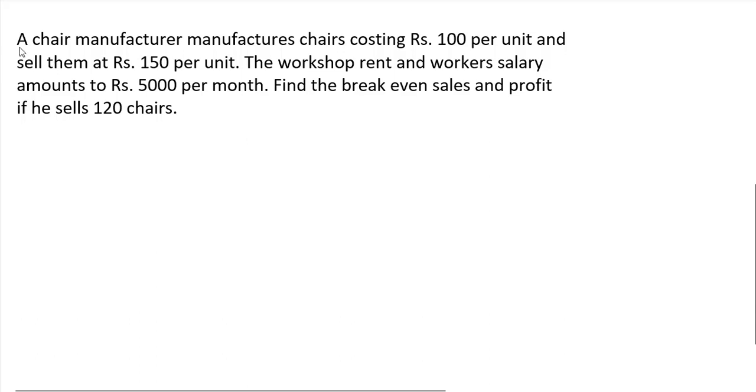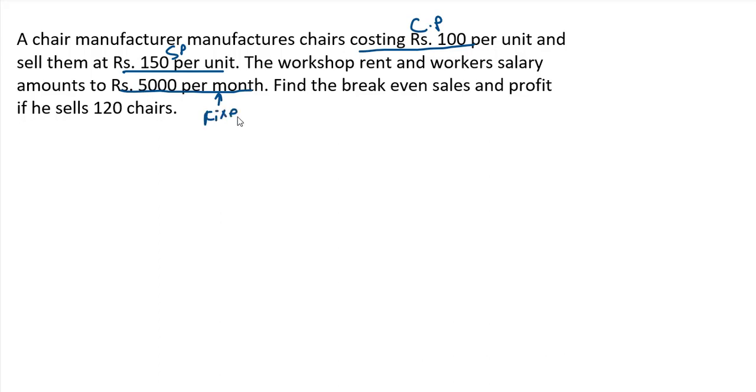Let us consider this question. A chair manufacturer makes chairs costing 100 rupees per unit. So this is his cost price, and sells them at rupees 150, which is his selling price. The workshop rent and workers' salary amount to rupees 5000 per month. So this will be nothing but your fixed cost or your overhead cost. Find the break-even sale and the profit if he sells 120 chairs. So we'll solve this question in two parts. In the first part we'll find out the break-even sale, and in the second part we'll find out the profit if he sells 120 chairs.